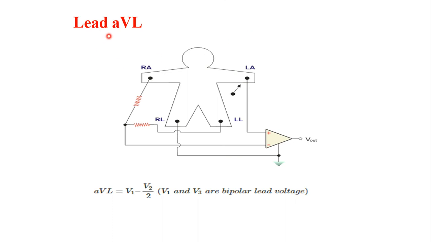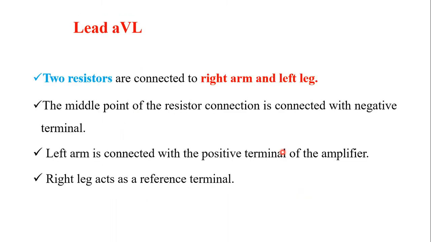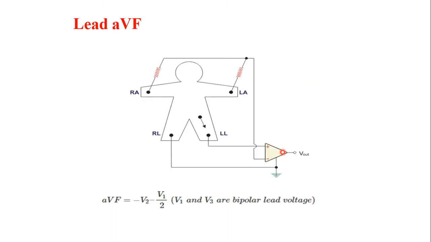Next is augmented AVL. For the left, the right arm and right leg are connected through resistors, and the right leg will be connected to the reference. The next type is augmented AVF, where the right arm and left arm are connected through resistors to the negative terminal, and the right leg is connected as the reference. These three form the augmented lead systems.